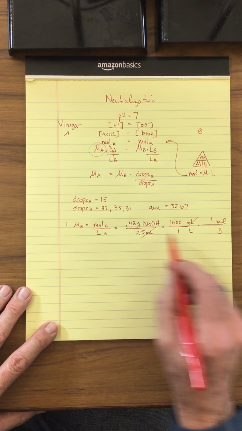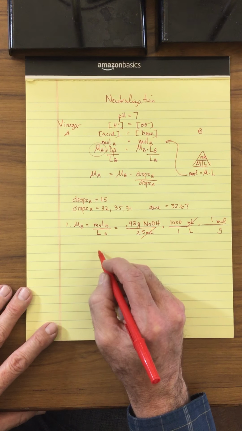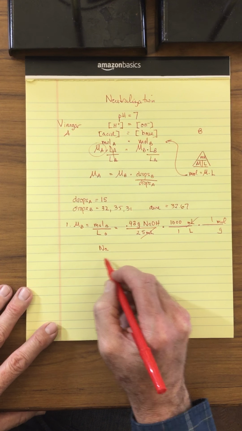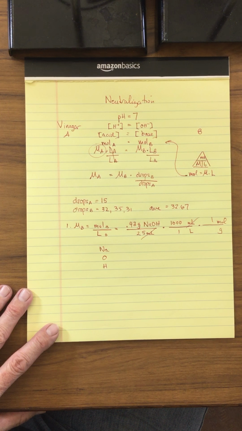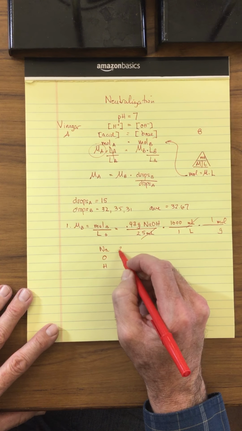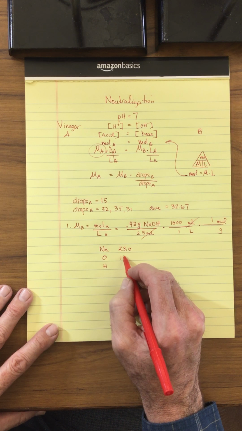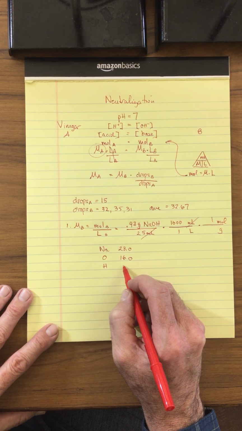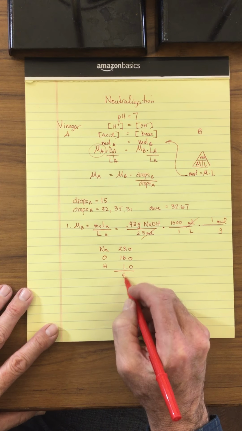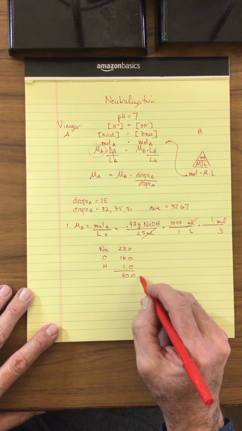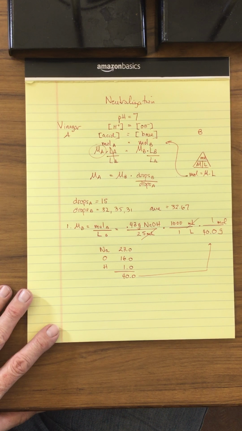1 mole is equal to, how do I calculate the molar mass of NaOH? I have 1 Na, 1 O, and 1 H. Sodium is 23.0. Oxygen is 16.0. Hydrogen is 1.0. This adds up to be 40.0 grams. So this can go over here at 40.0 grams.